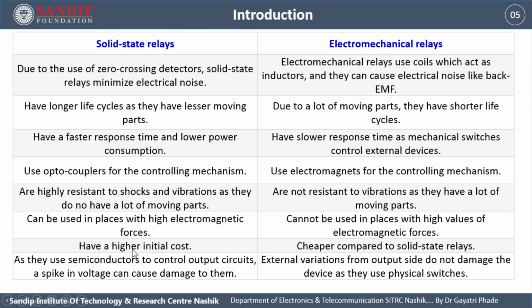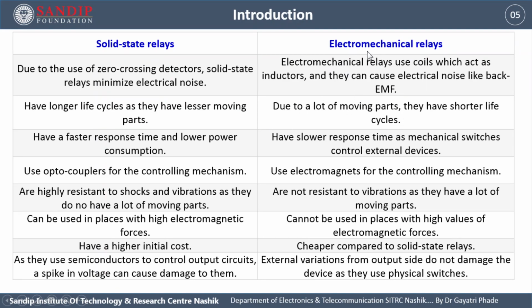So, solid state relays are costlier initially, but as they are robust, we can say they are cost effective. But electromechanical relays are cheaper compared to solid state relays. As they use semiconductor to control the output circuit, a spike in voltage can cause damage to solid state relays, whereas external variation from the output side does not damage the devices as they use physical switches. So this is the basic concept of the solid state relay and electromechanical relays and the difference between them.